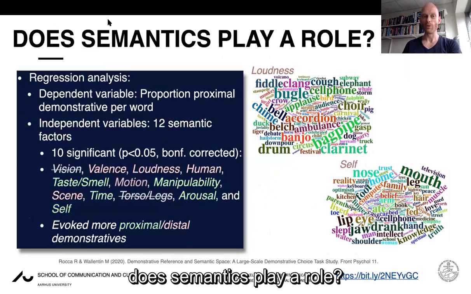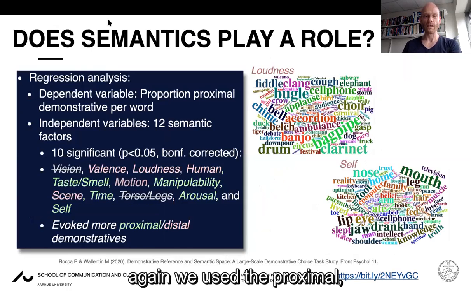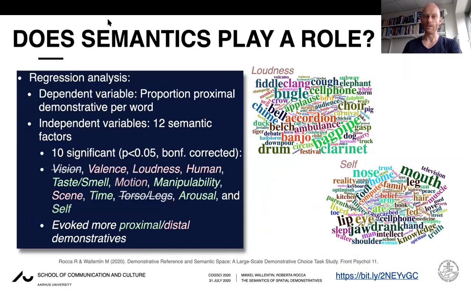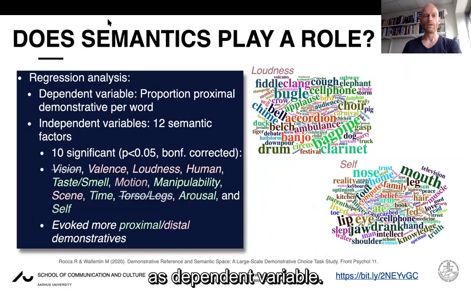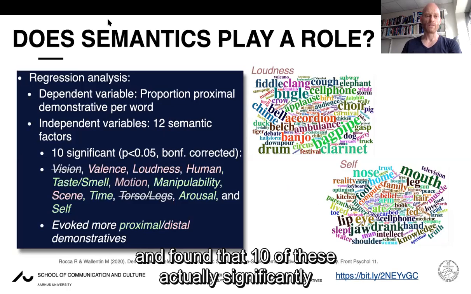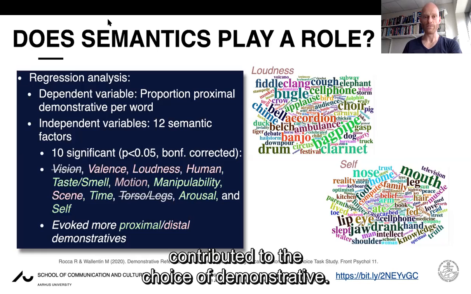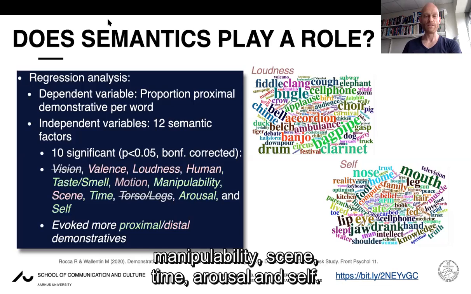Does semantics play a role? And here we conducted a regression analysis. Again, we used the proportion of proximal demonstratives per word as dependent variable. We used the 12 semantic factors as independent variables and found that 10 of these actually significantly contributed to the choice of demonstrative. Those were valence, loudness, human, taste, smell, motion, manipulability, scene, time, arousal, and self.